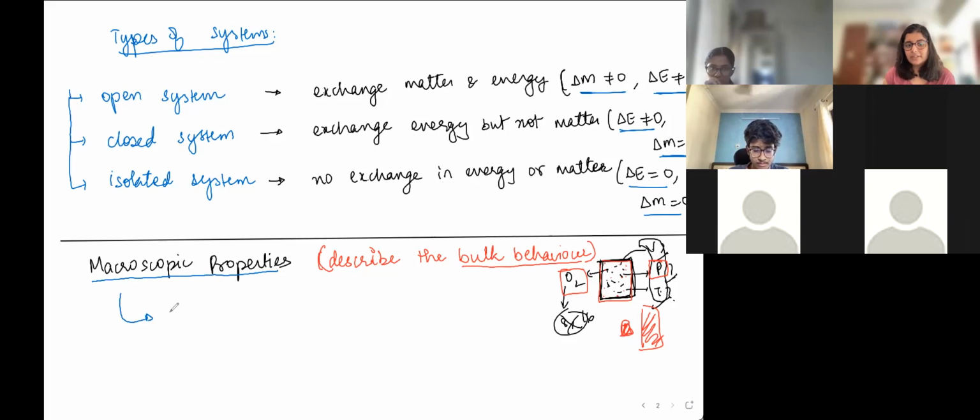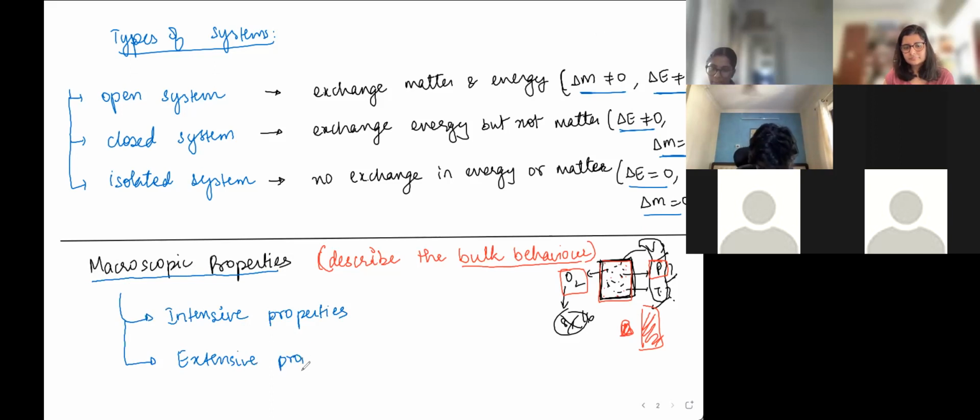Okay, so macroscopic properties are of two types. You have intensive properties and you have extensive properties. Any idea what intensive and extensive properties could be?